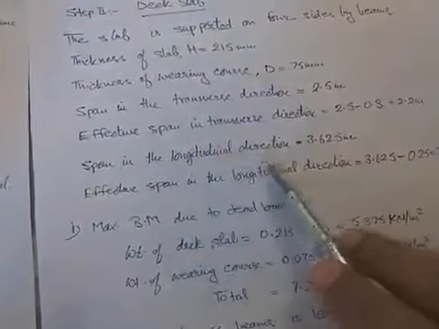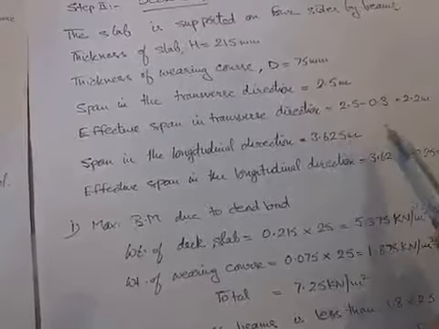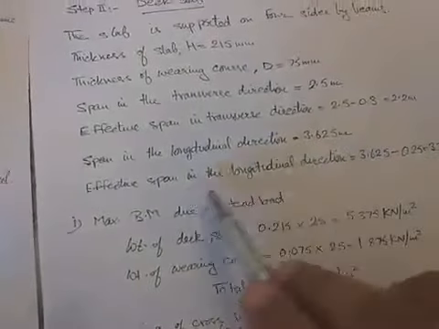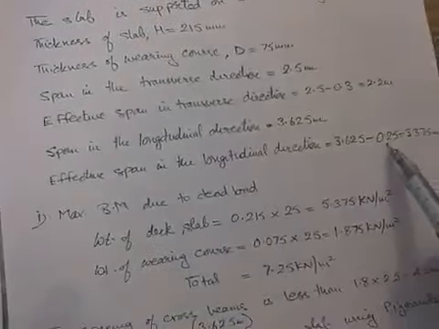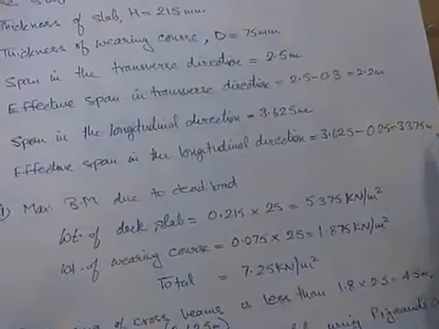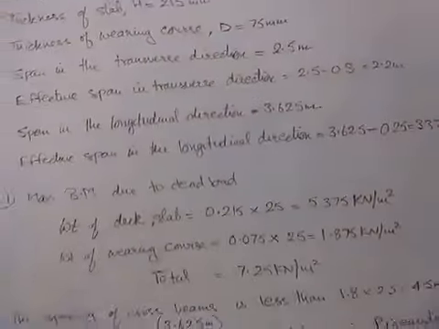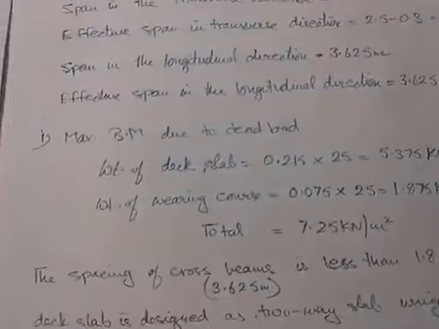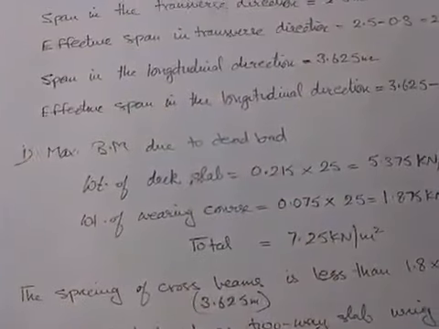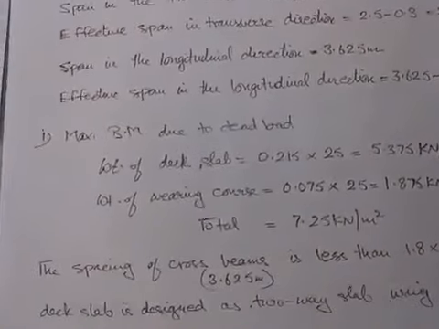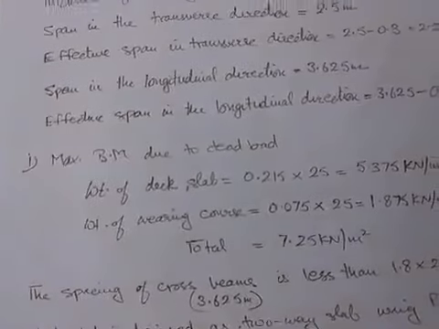Similarly, span in the longitudinal direction is 3.625 meters, as discussed earlier in the figure. So we subtract the thickness of the cross beam, which gives me 3.375 meters as the effective span in the longitudinal direction. Then we are going to find out the bending moments due to the dead load and the live load. For the first case, it is the maximum bending moment due to the dead load.